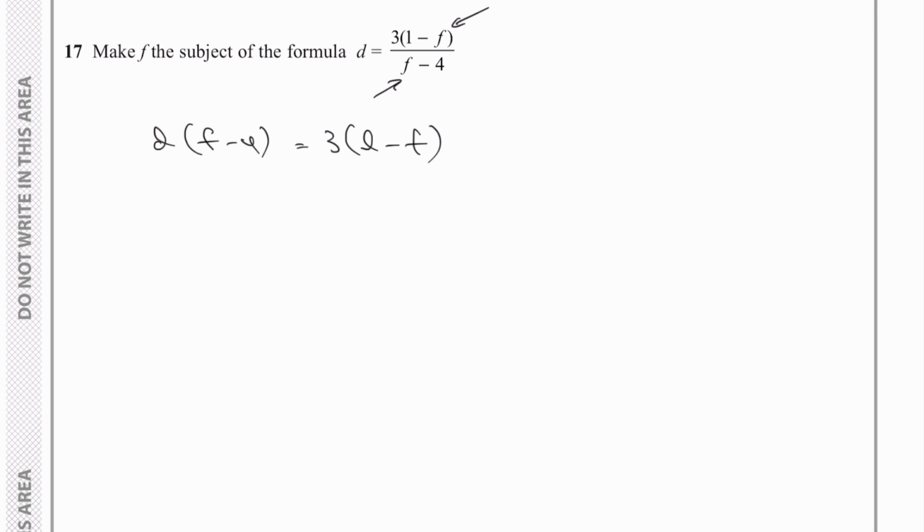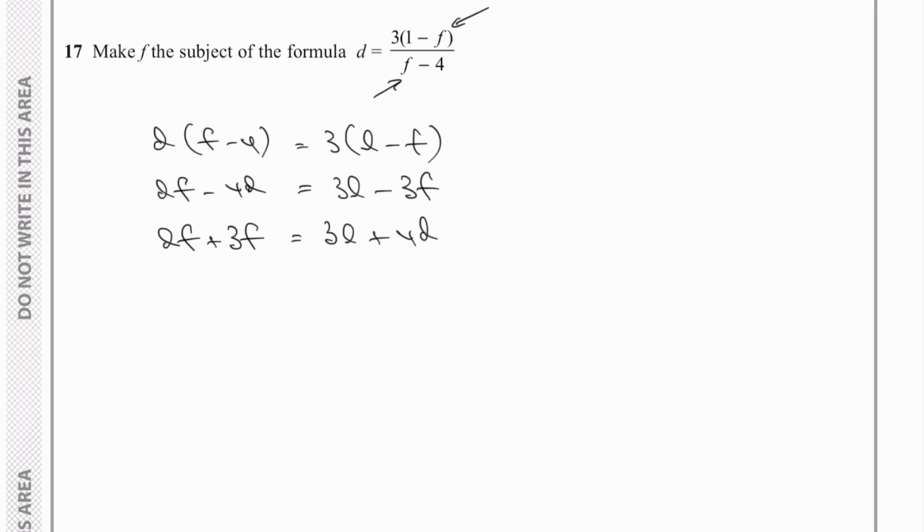Okay, so if I multiply out, then I'm going to get DF minus 4D, again apologies for my awful writing, equals 3L minus 3F. And then I need to get my F's on one side, so I bring the minus 3F across, and I'm going to get DF plus 3F equals, and then I'm going to take the minus 4D out to the other side. I'm going to get 3L plus 4D.